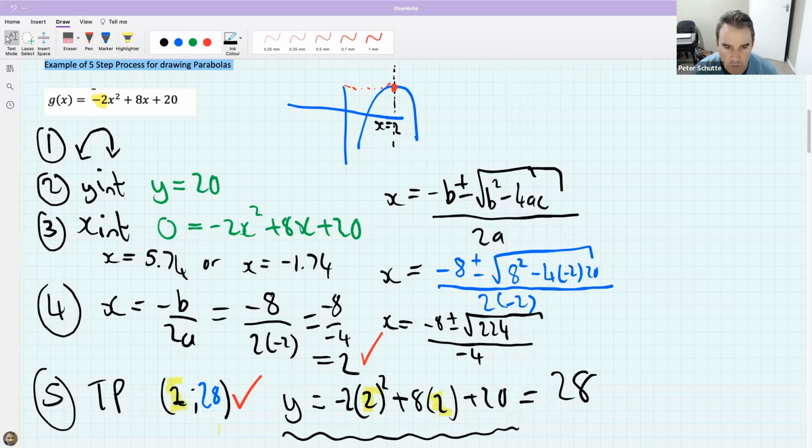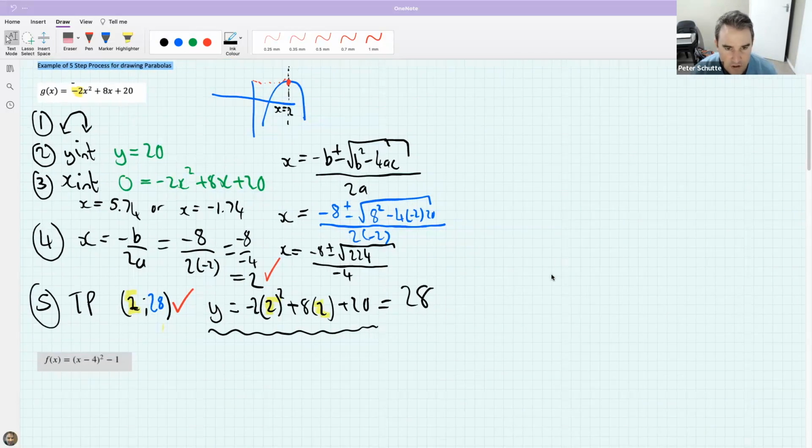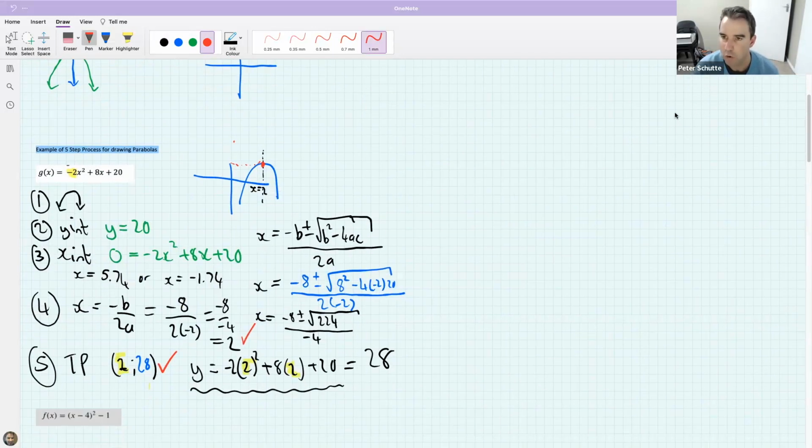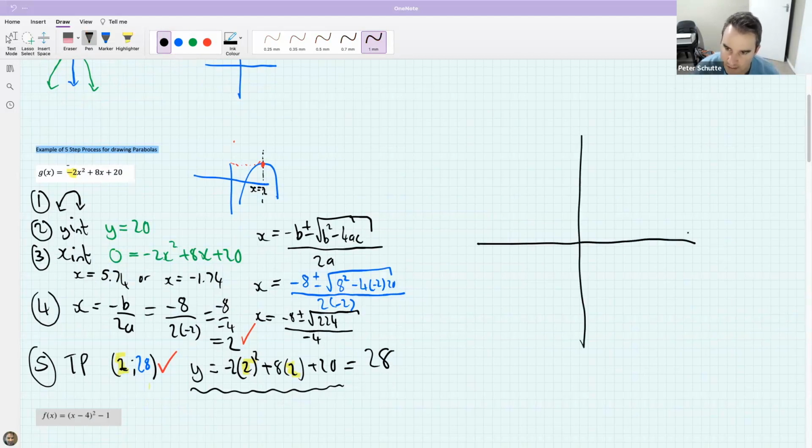Now, once you've got your 5 steps, you are now ready to draw your parabola. So let me draw this for you. All you need to draw a parabola is a Cartesian plane. So you draw it like that. And then I put my axis of symmetry down first, because it cuts the graph into 2 halves. So that is x equals 2, which is taken from here. Now I put dots where all my intercepts are. So we are going to have y equals 20, which is admittedly going to be quite high up here.